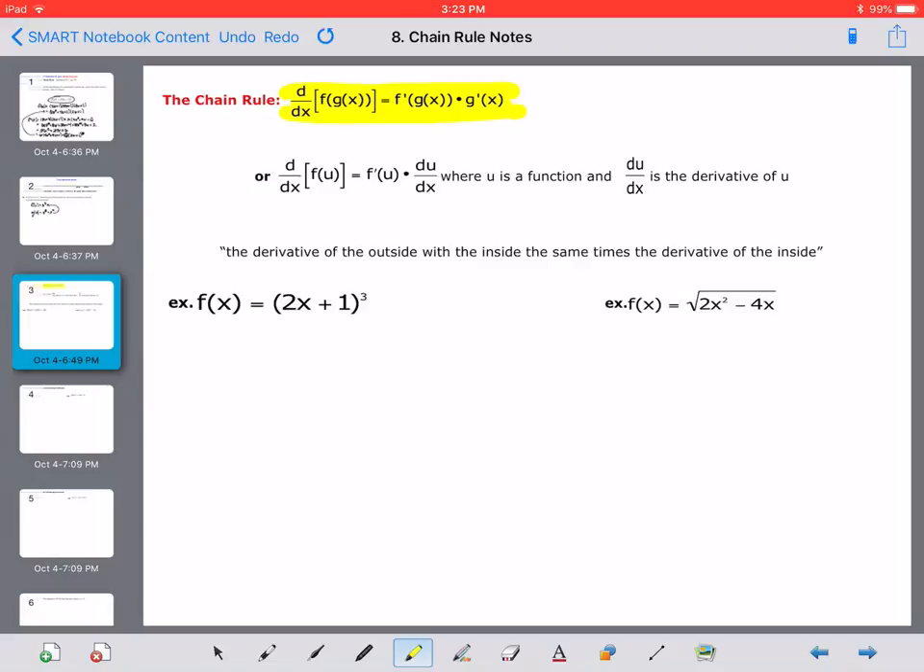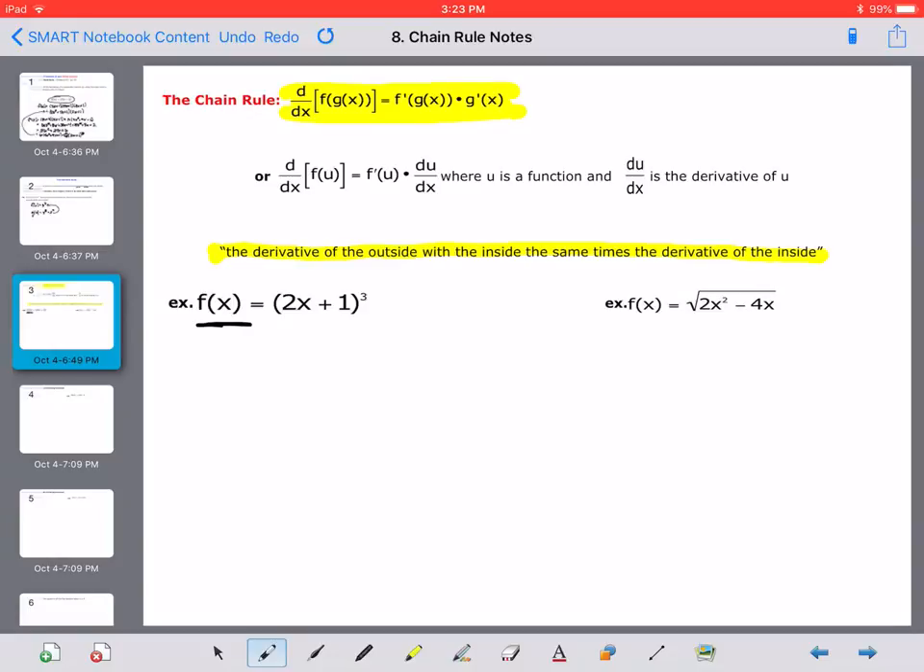Okay, so again, I'm going to highlight the words and we're going to repeat these in class tomorrow. Okay, so the way we describe the chain rule is we're taking the derivative of the outside with the inside the same times the derivative of the inside. So now going back to our actual equation, so this one right here, which was part of what I did on the first screen, exact same function.